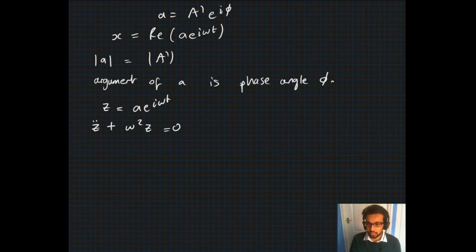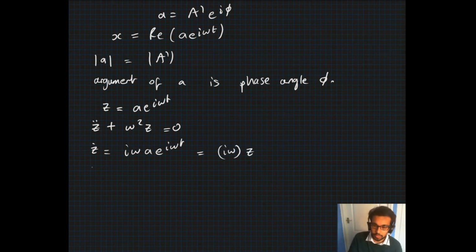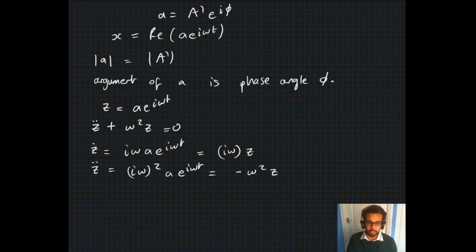So we can see this just by substituting this in. We can differentiate z to get z dot, which equals i omega A e to the i omega t, which equals i omega times z. So z double dot will equal i omega squared times A e to the i omega t, which equals minus omega squared z. Okay, so substituting this into this equation, we can see that clearly we have a minus omega squared z and an omega squared z, and that will equal 0 as we wanted.